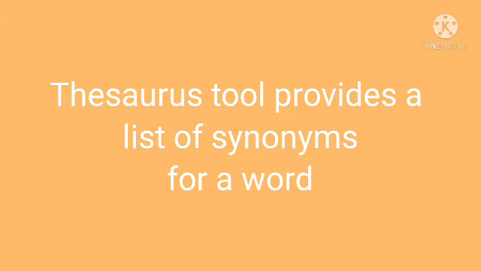The second topic we learned about is the thesaurus. What is a thesaurus? A thesaurus is a tool that provides a list of synonyms for a given word. This thesaurus is also present under the review tab. So the first topic is the spelling and grammar feature and the second is the thesaurus, and these two features come under the review tab.